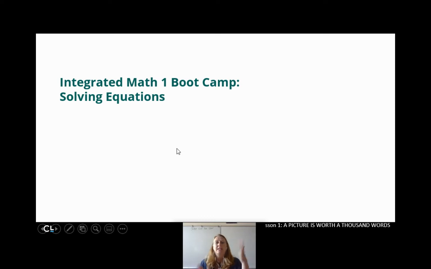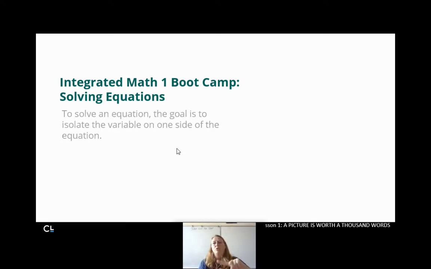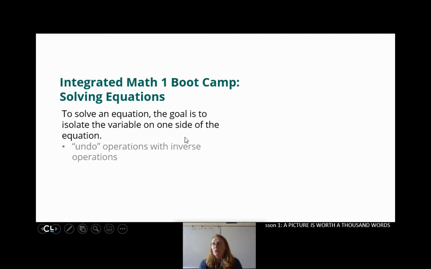Don't forget, when you solve an equation, the goal is to isolate your variable, whether it's an x or a y or a k or a z. The goal is to isolate the variable on one side of the equal sign. You have a bunch of tools to help you do this. You undo operations with inverse operations: you undo addition with subtraction, and you undo division with multiplication. You know how this works.